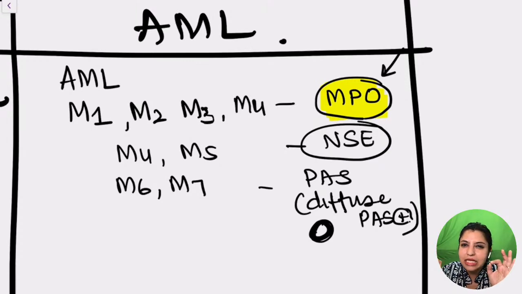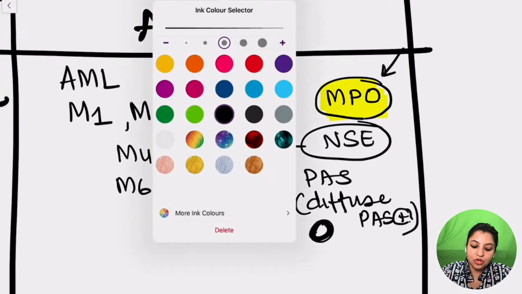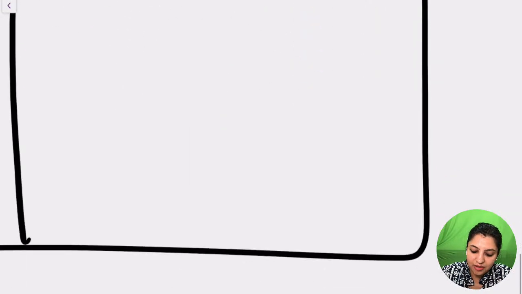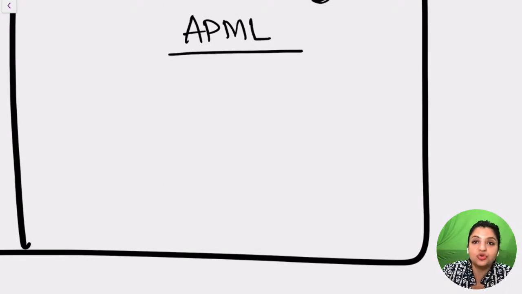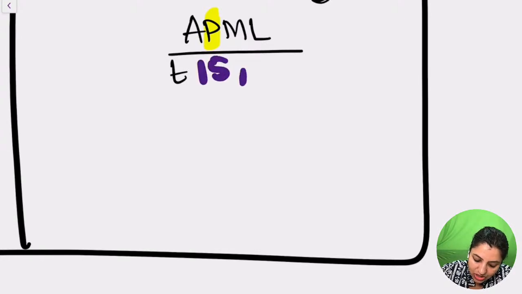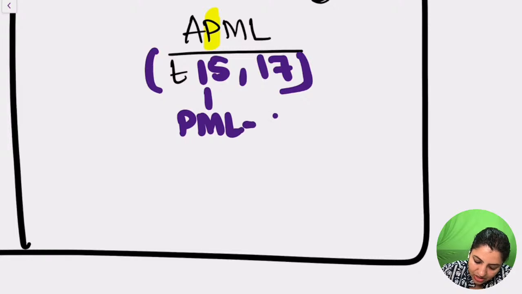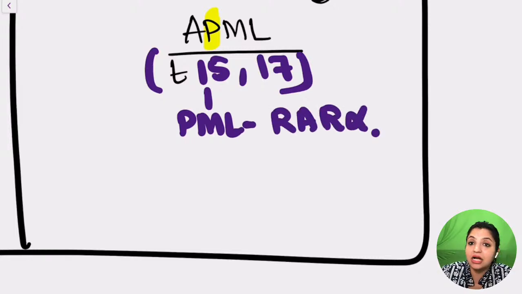Now here is the exception to this case, because that can come to you in exam. There is a special type of acute myeloid leukemia called acute promyelocytic leukemia. The name itself says it. This occurs because of translocation 15;17, which is nothing but the PML-RARA translocation. In this case, the arrest occurs at the level of promyelocytes.